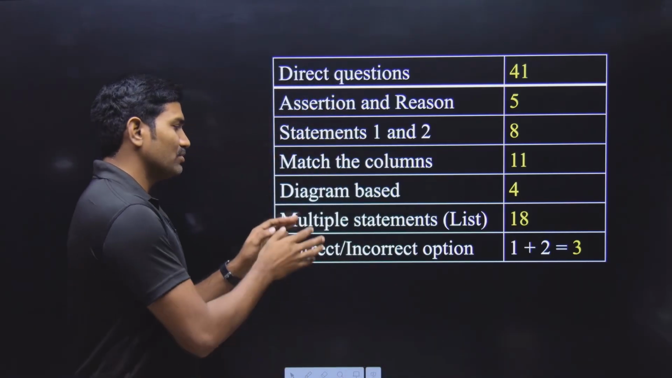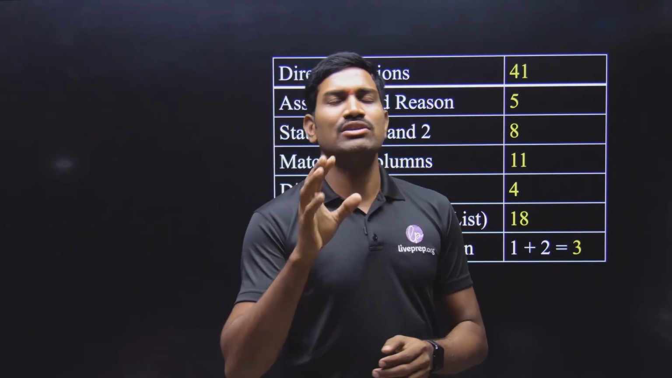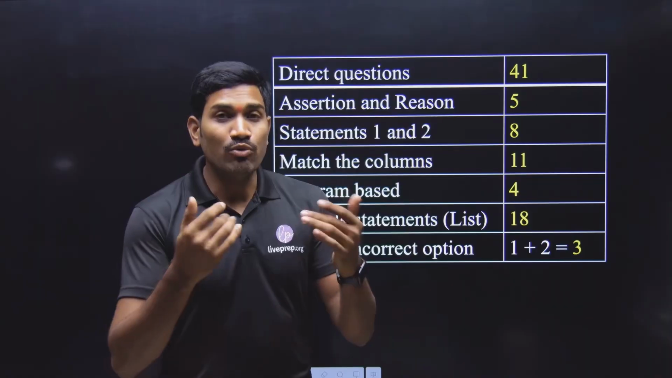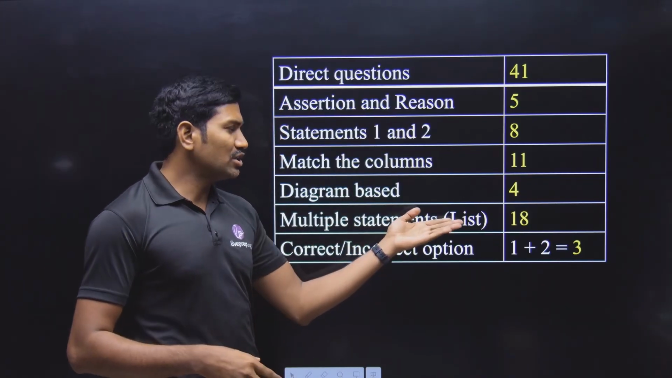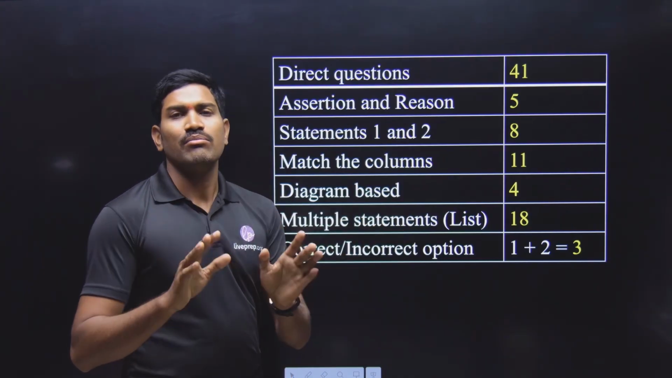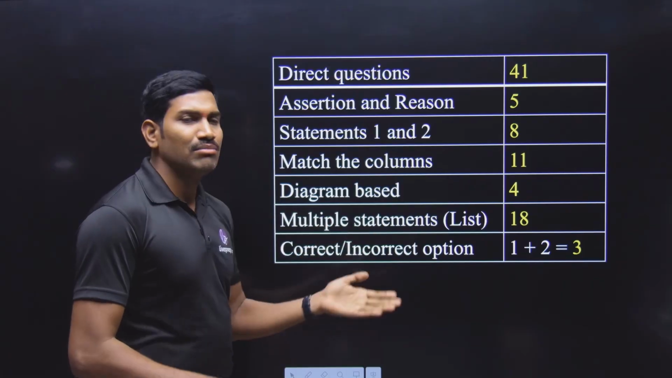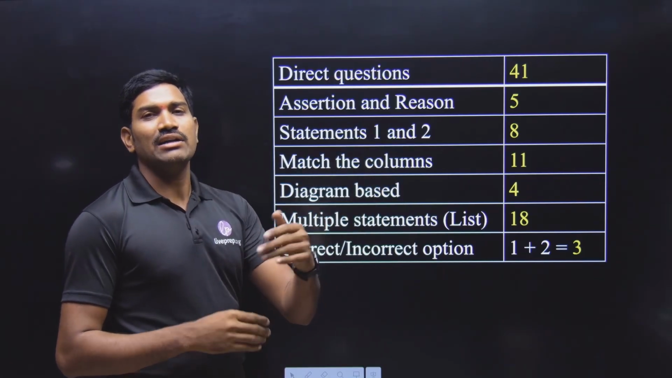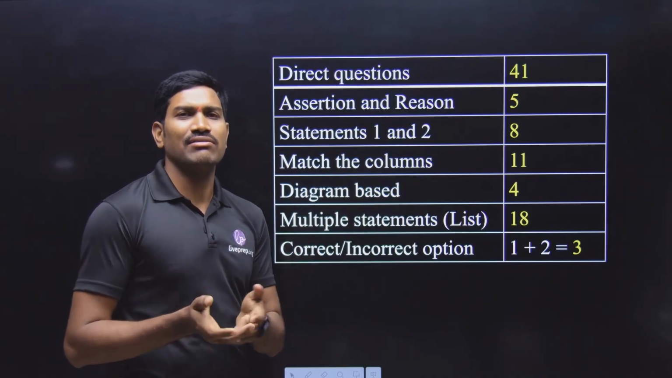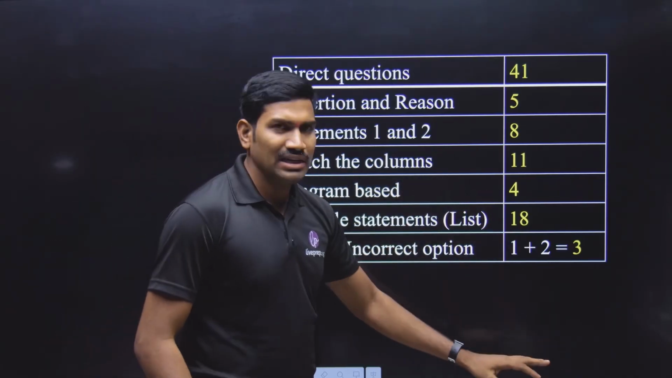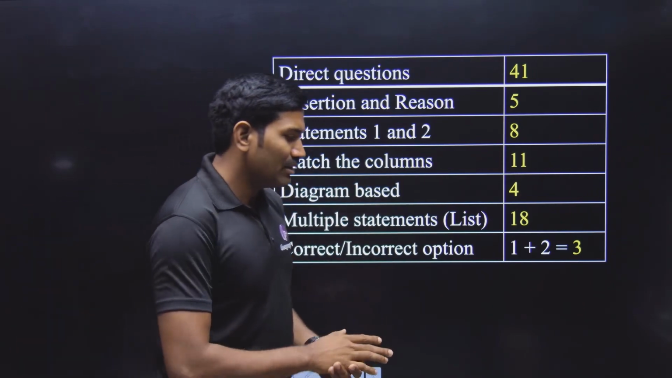Apart from this, there are some multiple statements. That means a list of statements, or a list of individuals or organisms, will be given, and out of them, how many are correct? Majority of these list statements are again of the type 'how many are correct'. But they have also given some multiple statements and asked to identify the correct statements, or the option having all correct statements. In this way they have given a total of 18, so in total 90 questions were given like this in this particular paper.